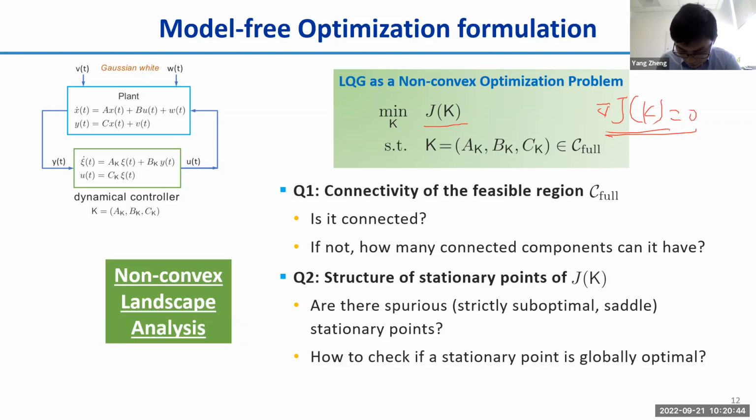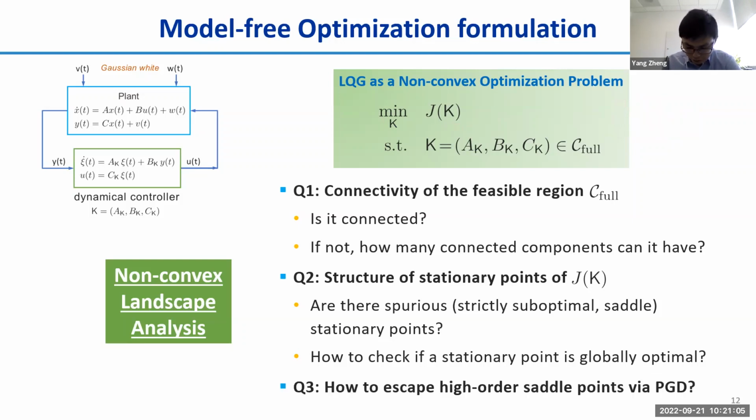So how does this set look like? Are there any spurious strictly suboptimal points or something else? And how to check if a stationary point is globally optimal? Because it's probably non-convex, and we need to find some condition to check whether a stationary point is globally optimal. It may be locally optimal, locally maximal, or a saddle point. And in the end, if I have time, I'm going to talk about how to escape some bad stationary points using perturbed gradient descent.